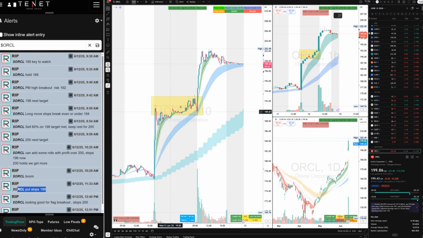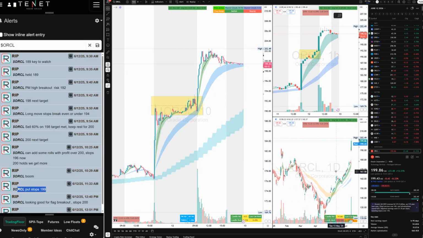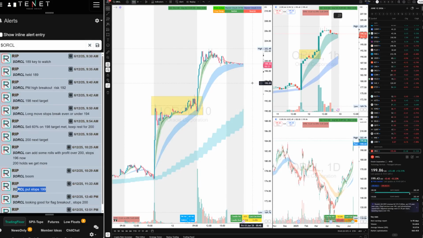But as you see, very simple setup. 189 held. That tells you it's a long. Pre-market highs breaking out, that tells us it's a long, and it's also one of our A plus setups. Tomorrow we will watch if it holds the 198 area. We will long it again. That's what we are looking for. Or you can long it over 202, 200. So that's the plan for Oracle tomorrow.